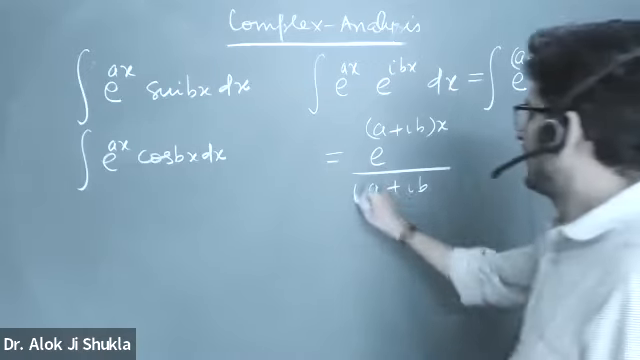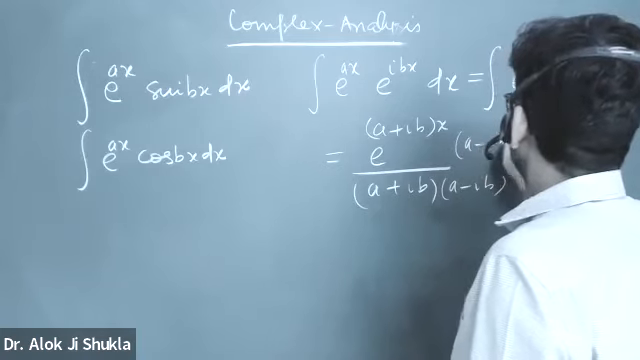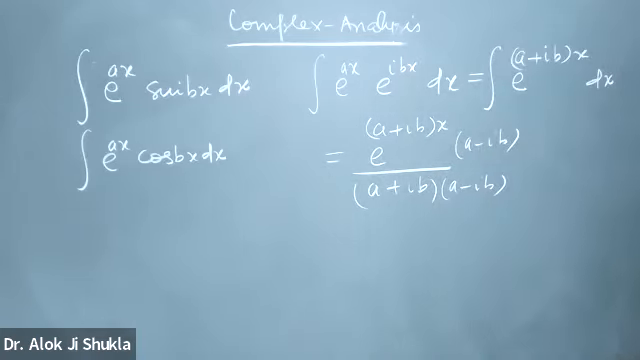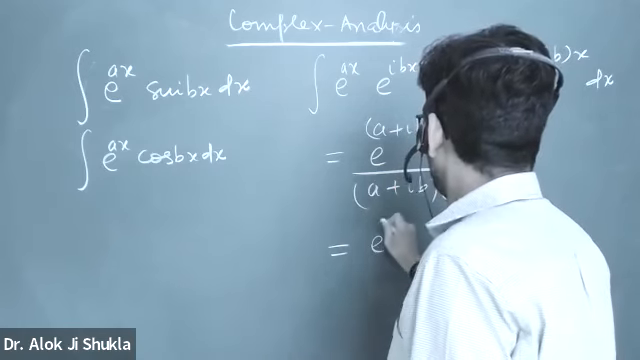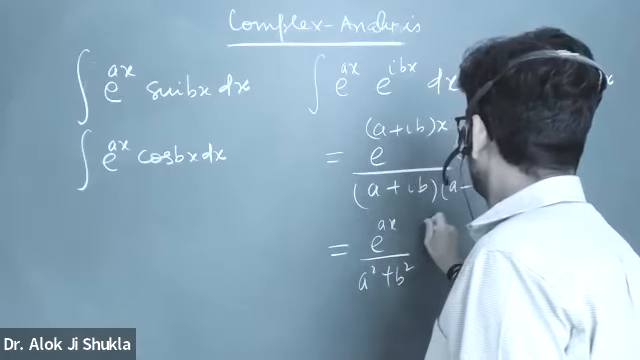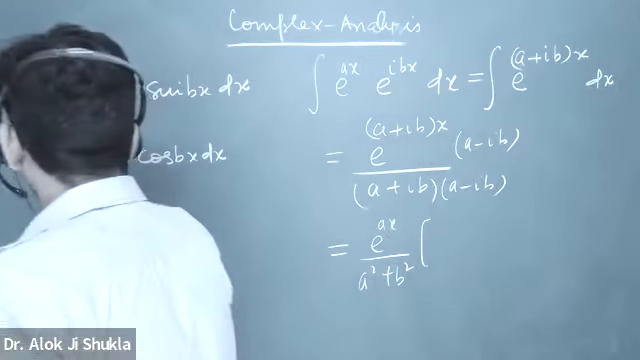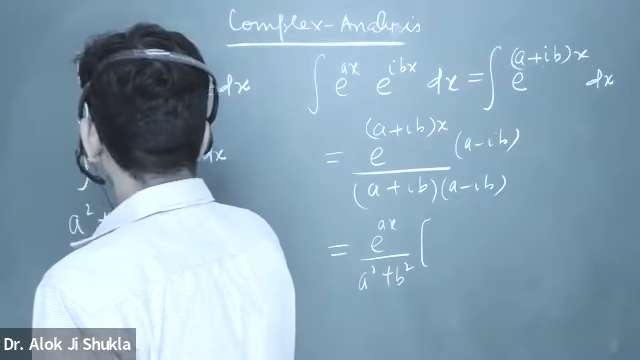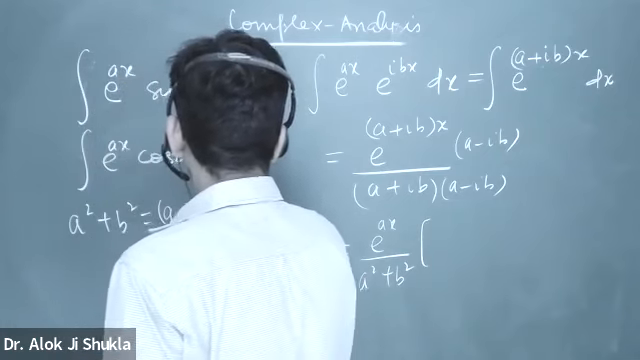And since I want real and imaginary part, I will rationalize it. I will put it like this. And this, if you multiply, you get e to the power ax over a square plus b square into a plus iota b, a minus iota b. Multiply करके देखो. A square plus b square can be factorized into a plus iota b into a minus iota b.